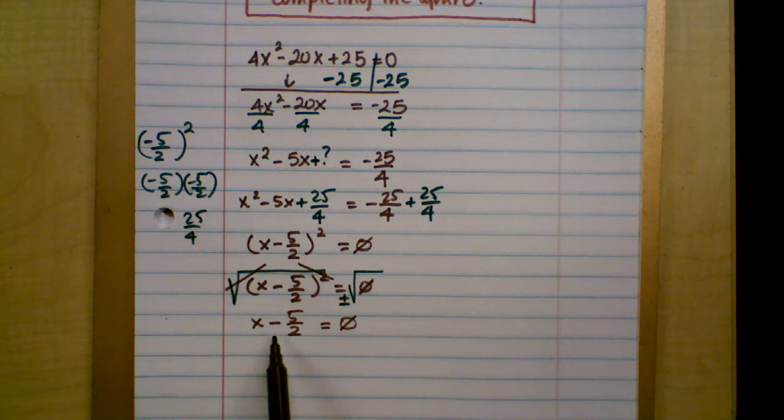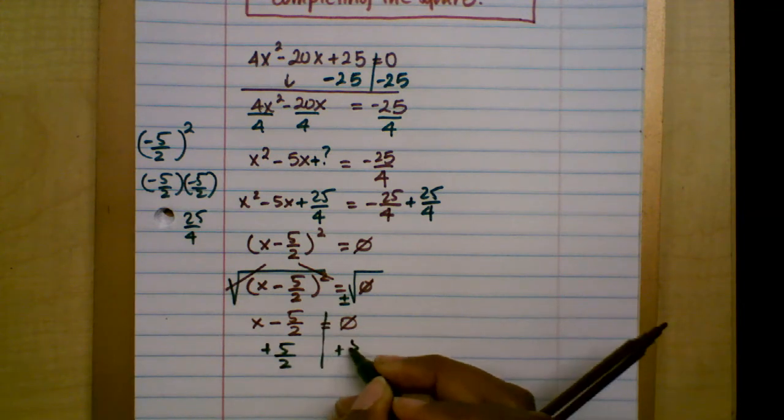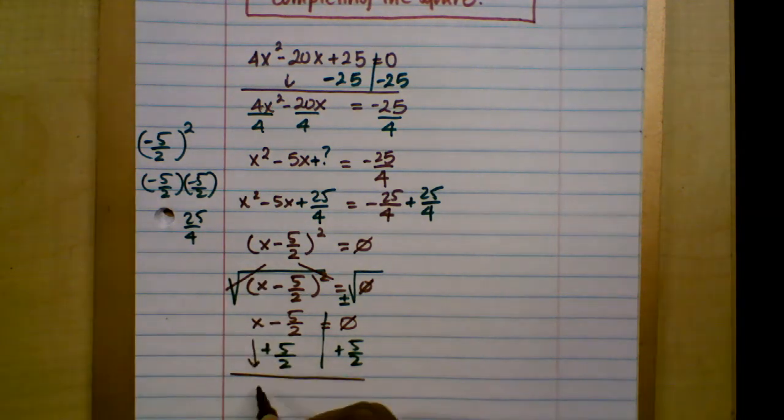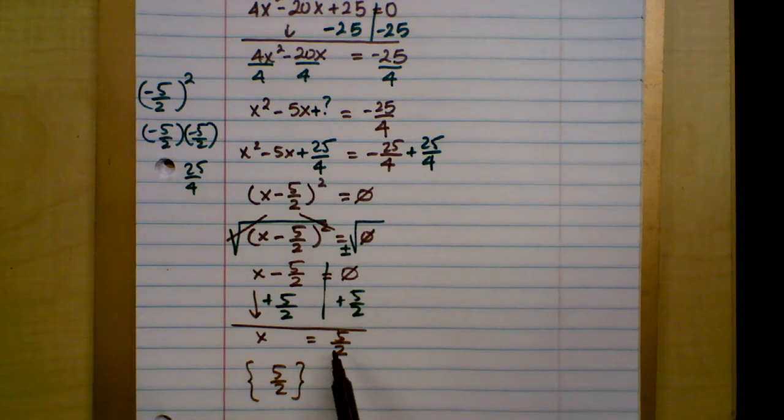So now, what do I do next? To solve for x here, I need to add 5 over 2 on both sides. So the new equation is going to be x equal to 5 over 2. So the solution: you have one solution, which is 5 over 2. Even though it's one solution and you only see one number, it's actually two numbers that have the same value.